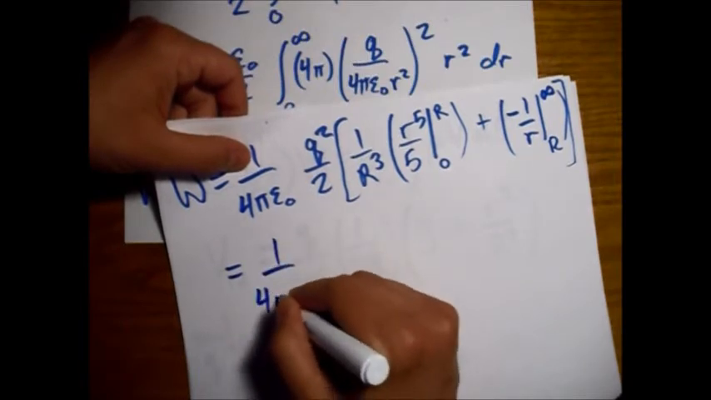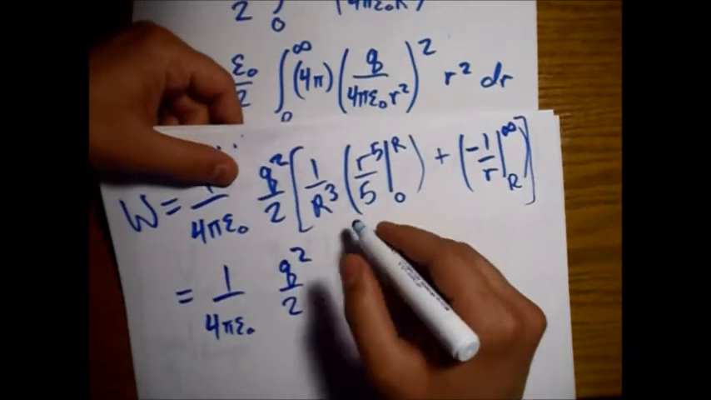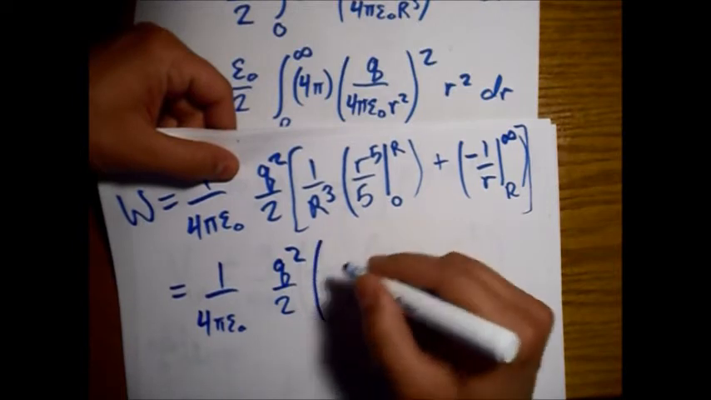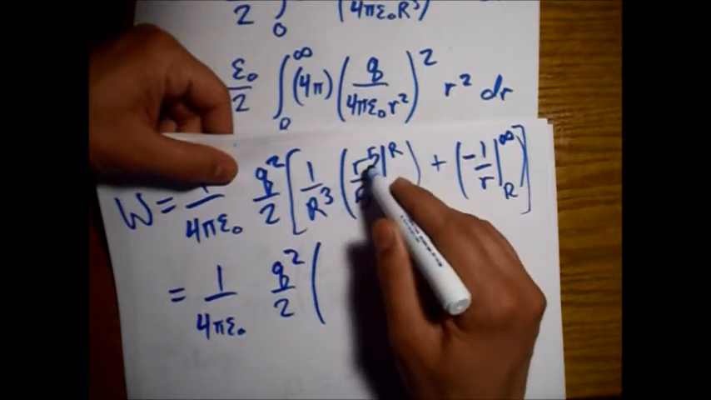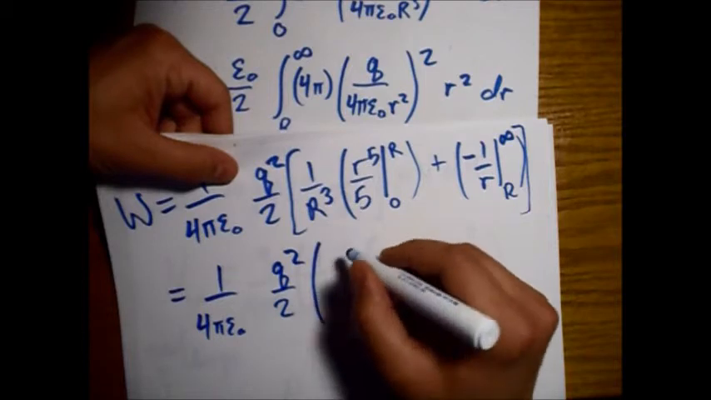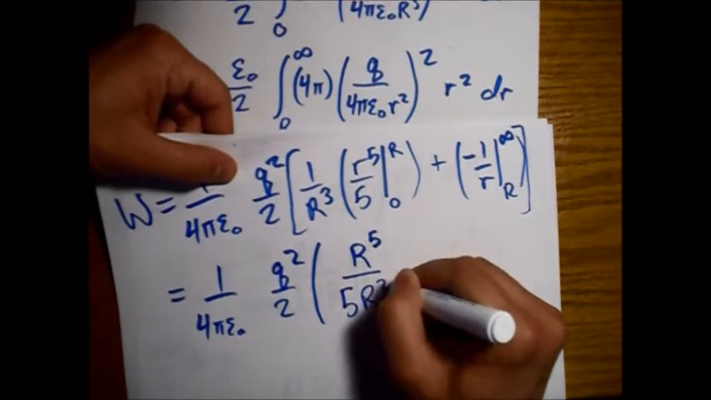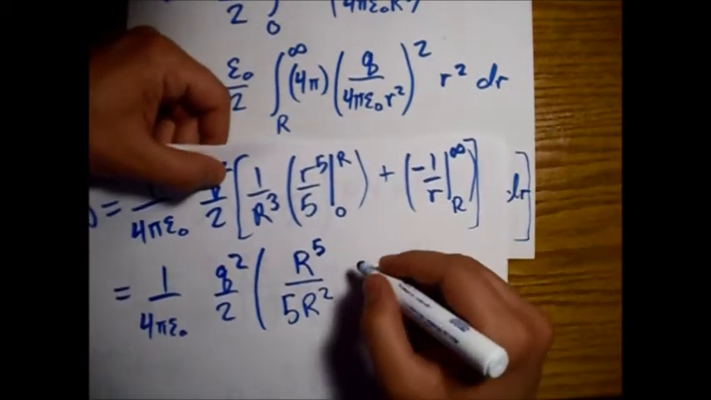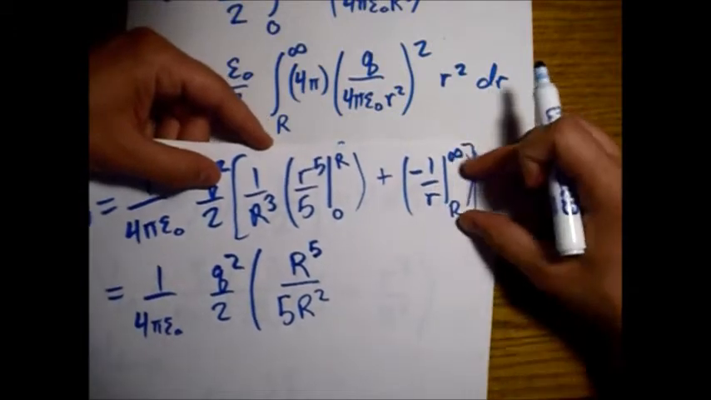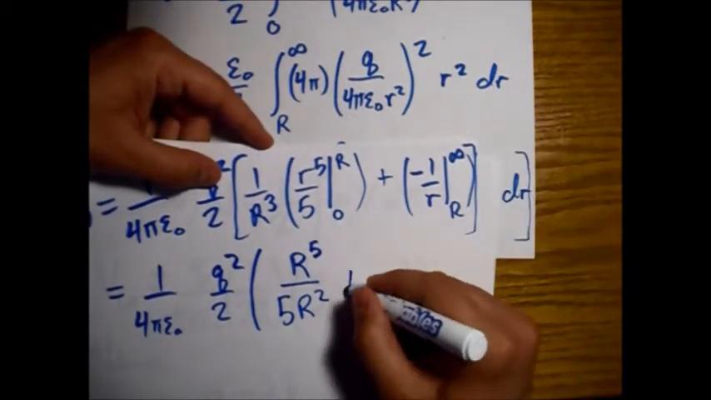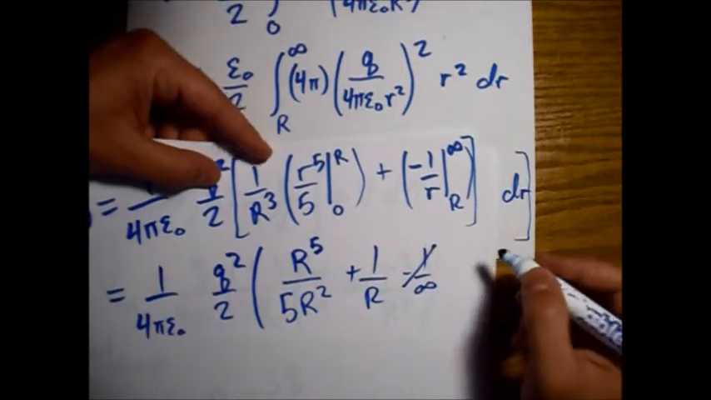So we'll leave our 1 over 4 pi epsilon naught out here. q squared over 2. This will give us a, what will this give us? So on the top we have an r to the 5th, and on the bottom we have a 5r cubed. So big R to the 5 over 5r cubed. And then once we take this minus sign, we'll take the minus sign out and flip this, right? So we have a plus 1 over r and then minus 1 over infinity, because this is 0.